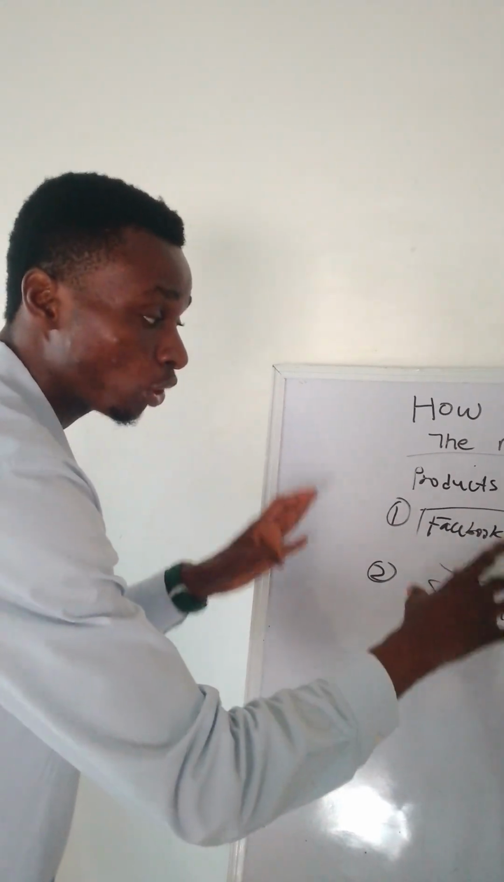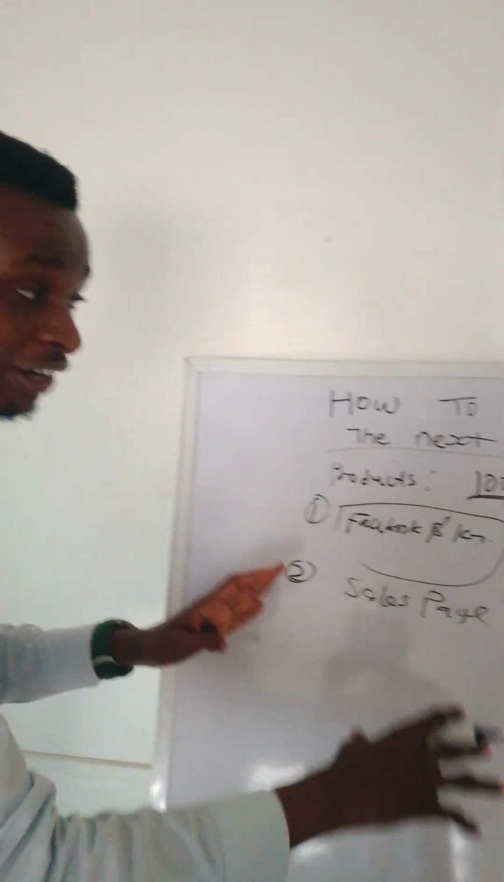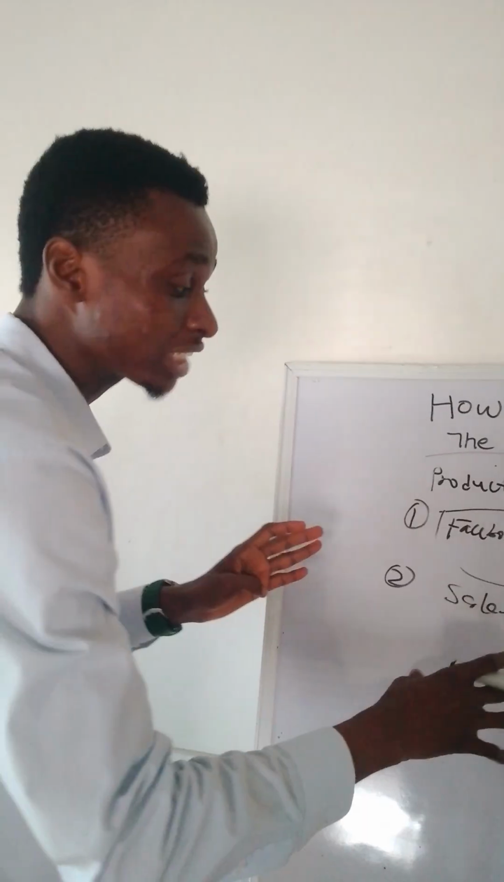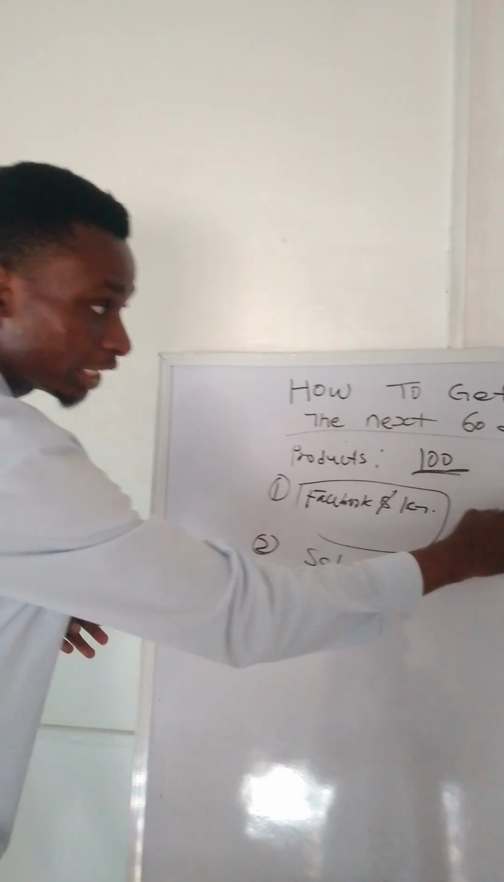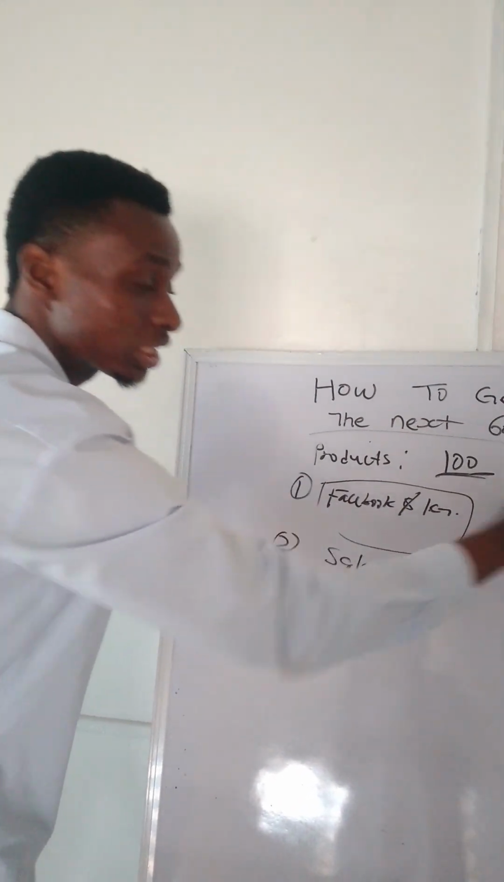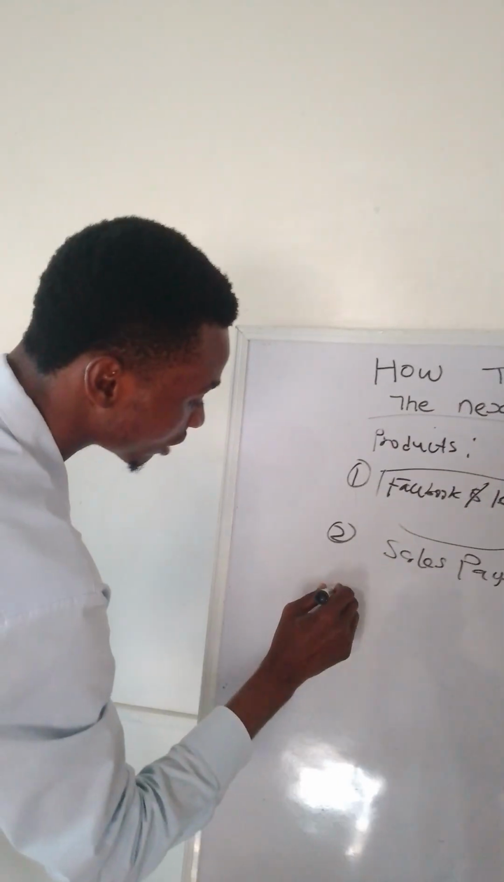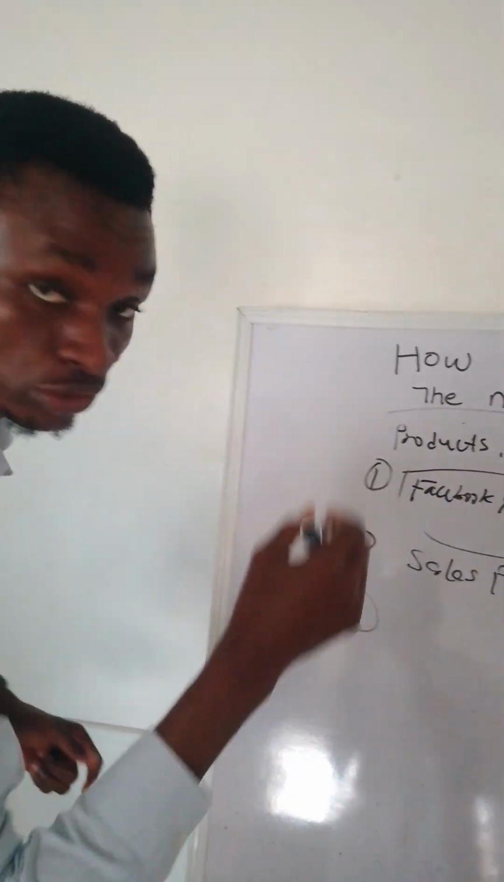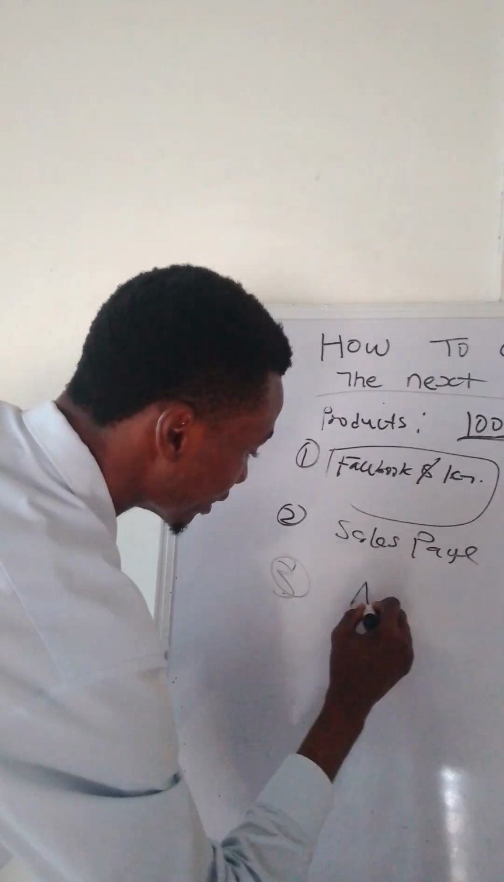Your sales page is just to keep your audience engaged for them to take more action. So that's the work of a sales page, to keep people engaged for them to buy your shoe. And number three is to run adverts. Run ads.